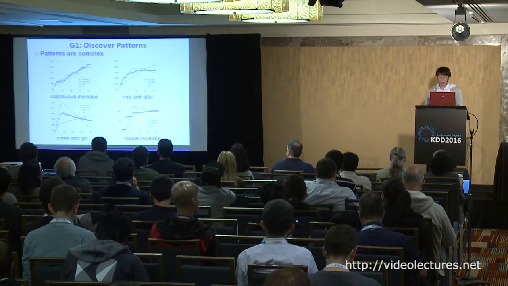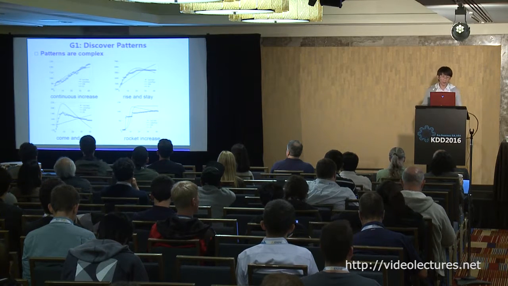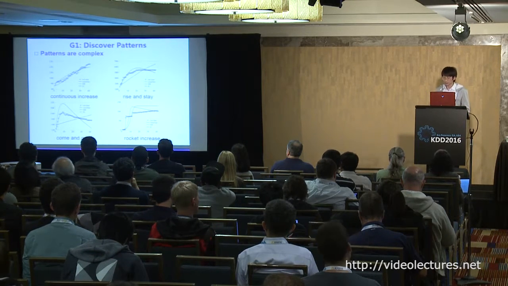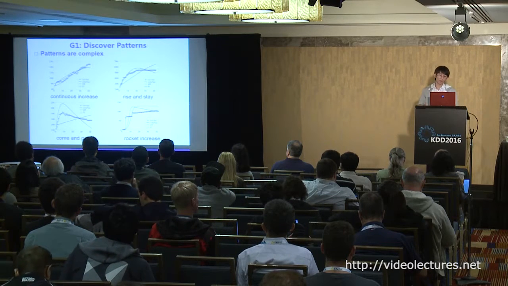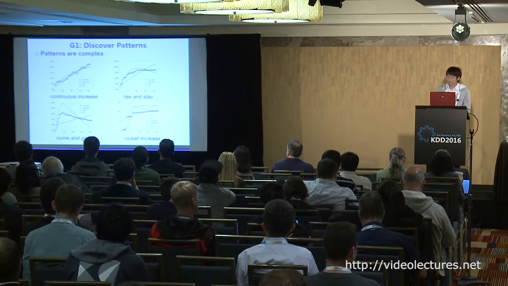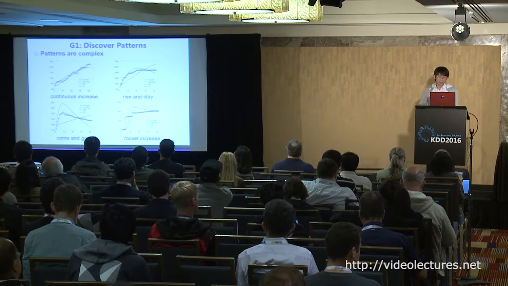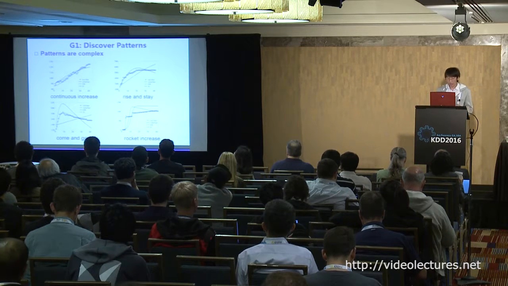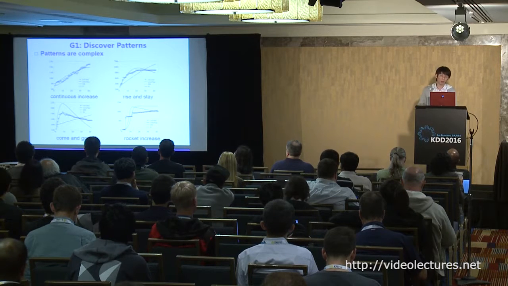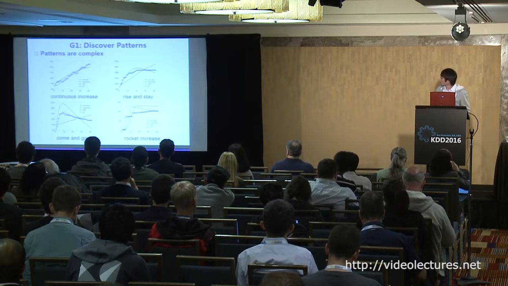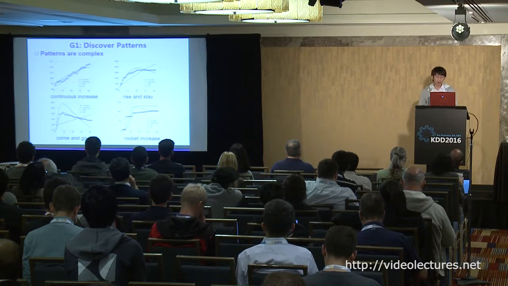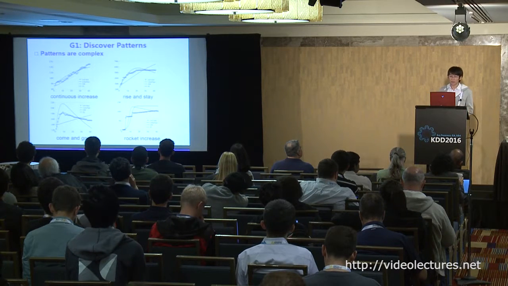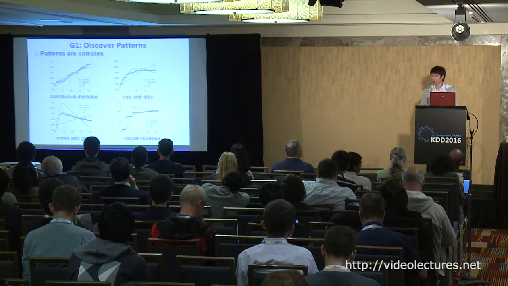So we can observe a lot of complex patterns in this dataset. For example, some group may continuously increase in the first 40 days, and some may rise and stay. In some group, people just come and go, and it will decline over time. And we also witness the burst increase in some groups. We find there are so many different patterns in the group evolution process.